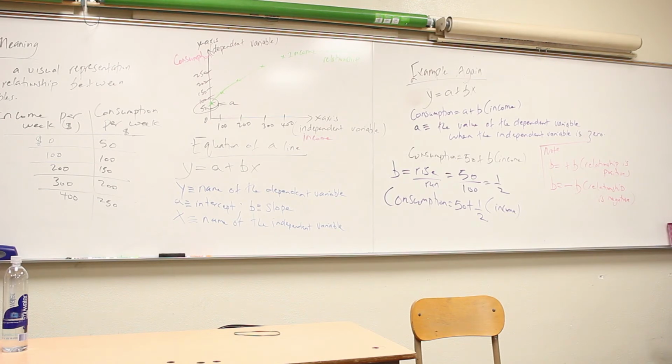Rise over run, that's the B. Draw the graph, things follow naturally. Find the name of the Y. Find the name of the X. Get your A. If you get confused, remember, it's where it crosses the Y-axis. Rise over run, that's the slope. Positive sign if it was a positive relationship. Negative sign if it was a negative relationship.